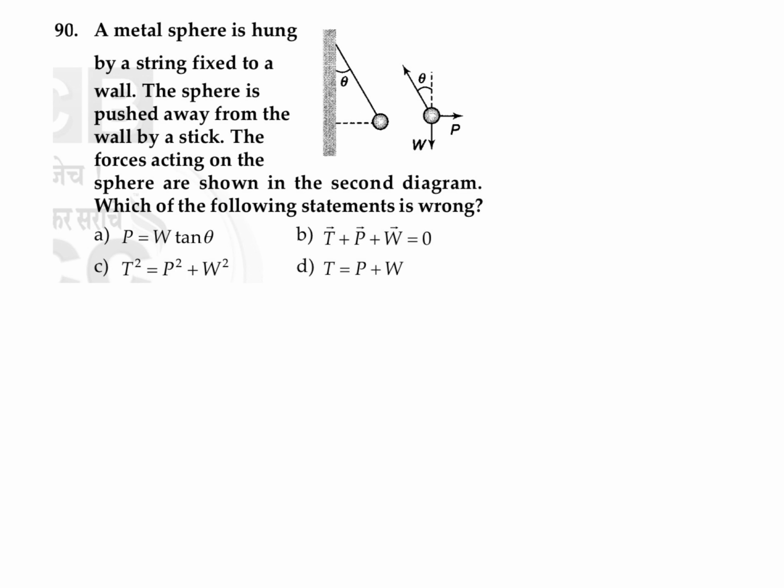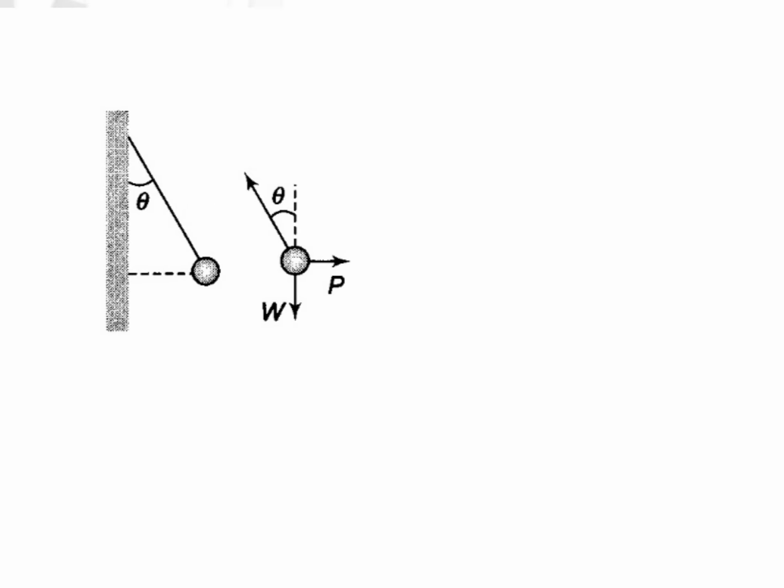So according to the given diagram, first of all, we can identify what are the forces acting on this object. One is the weight of this object, mg, acting in the downward direction, which is mentioned in the question as W, and there will be some tension developed inside the string. Let's say that is equal to T, and the other external force P is acting along this direction. So these are the forces acting on it.